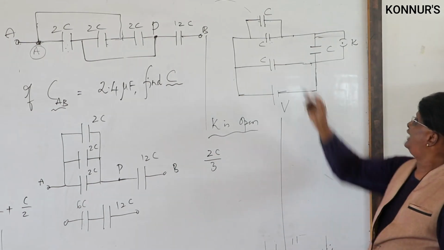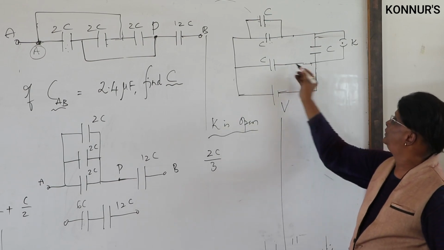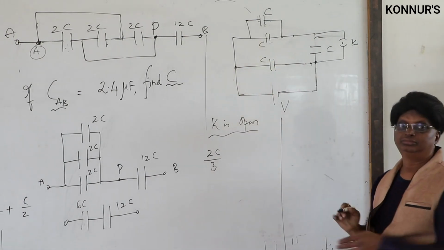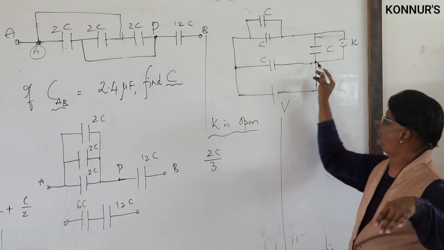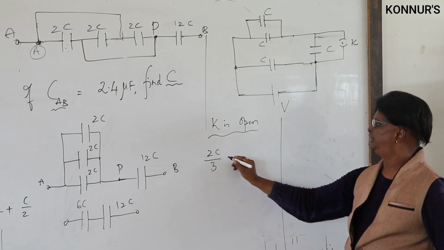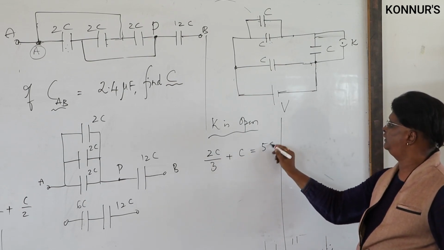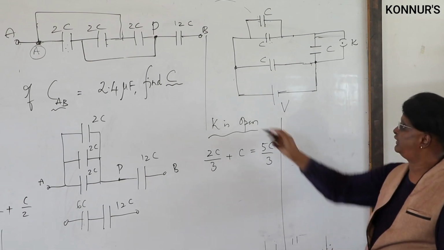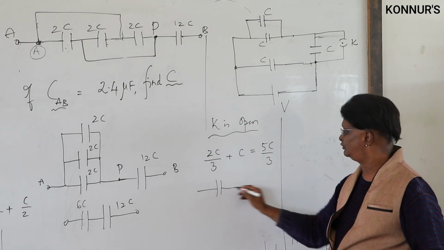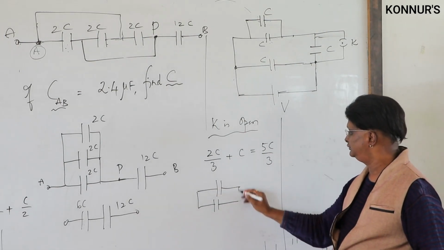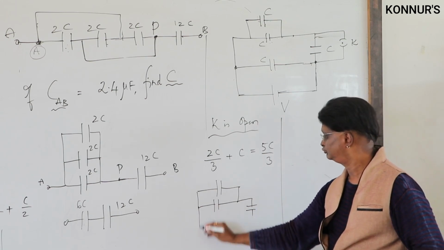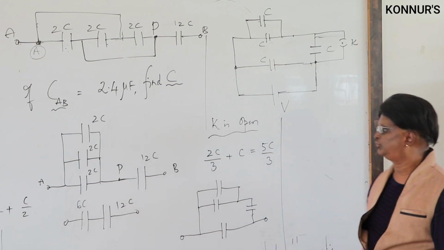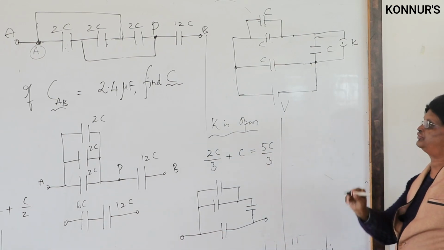And for that, this C will be in parallel, because it becomes a common potential point for these two branches. Therefore, 2C by 3 plus C, that is 5C by 3, is the resultant capacity when the key is open. Let me show you the circuit one more time. So this is the circuit that you get, and the effective capacity is 5C by 3.